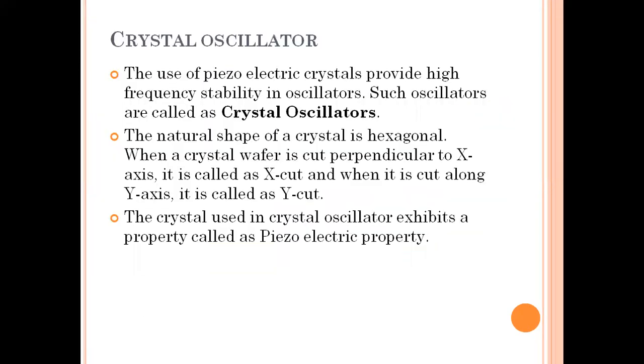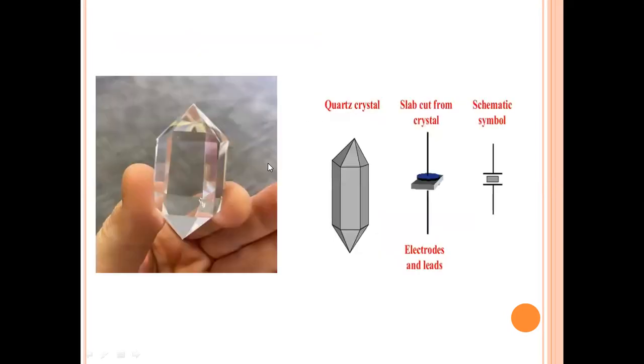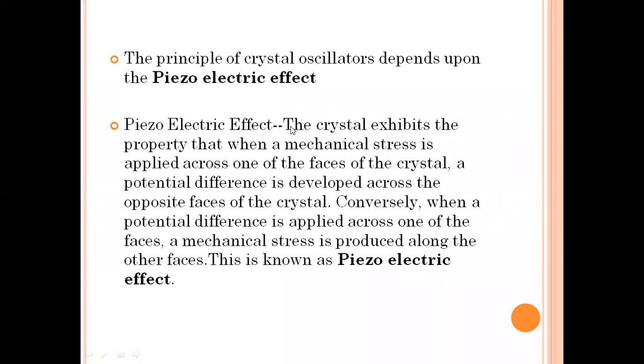Crystal oscillator means we are using a crystal in the oscillator. This is the exact or natural shape of a crystal, but we are not using the natural shape in the circuit. We cut the crystal using two methods and place the rectangular shape of the crystal in between two metal plates, like a capacitor. This is the schematic symbol.